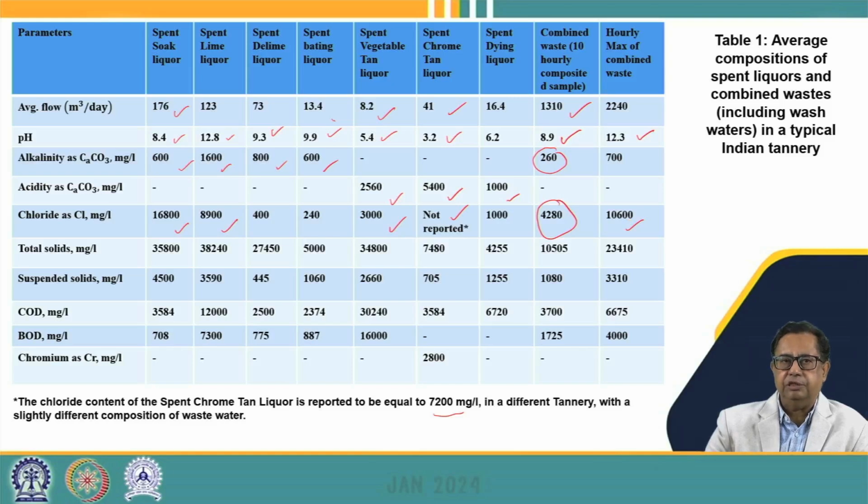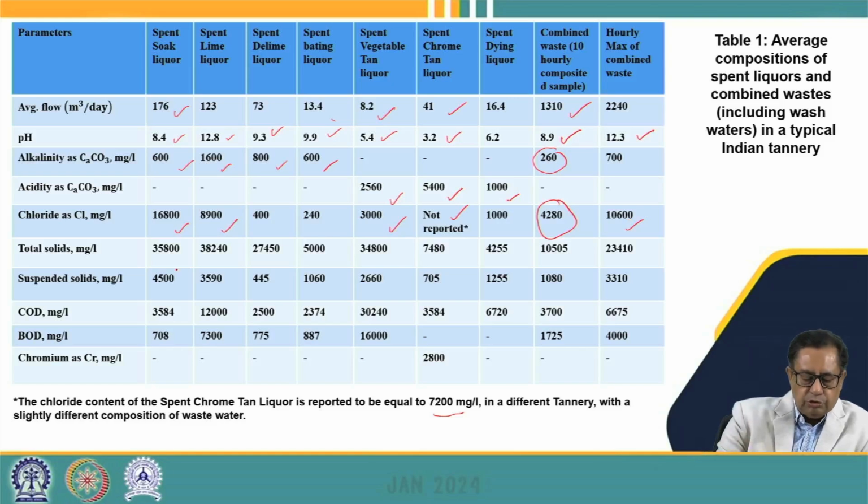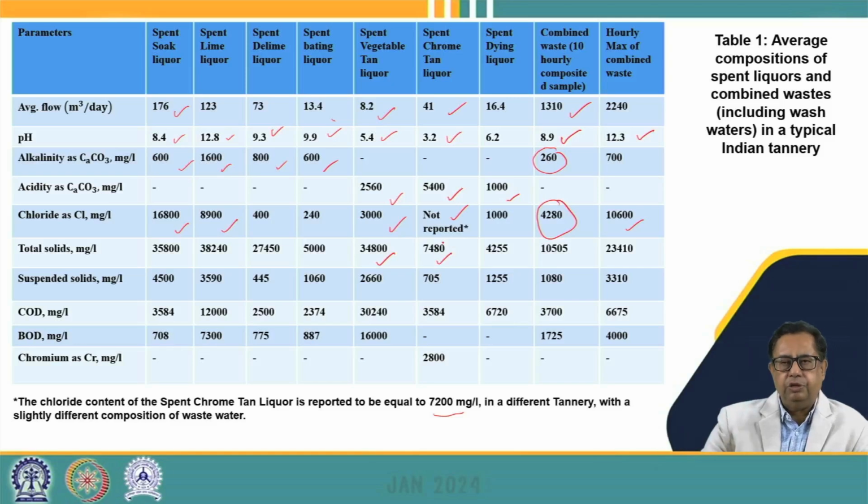Total solids are also very high in all the cases. When we talk about the spent vegetable tan, it may have nearly 34,800 milligrams per liter of total solids. Similarly, in the spent chrome tan liquor, it may be lower than the vegetable tan liquor, nearly 7,480 only. And in the composite sample, it may be as high as 10,505 milligrams per liter.